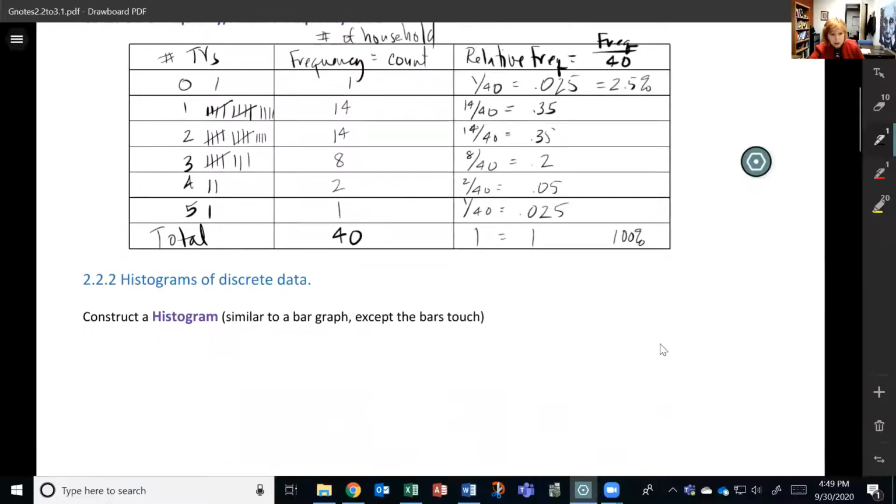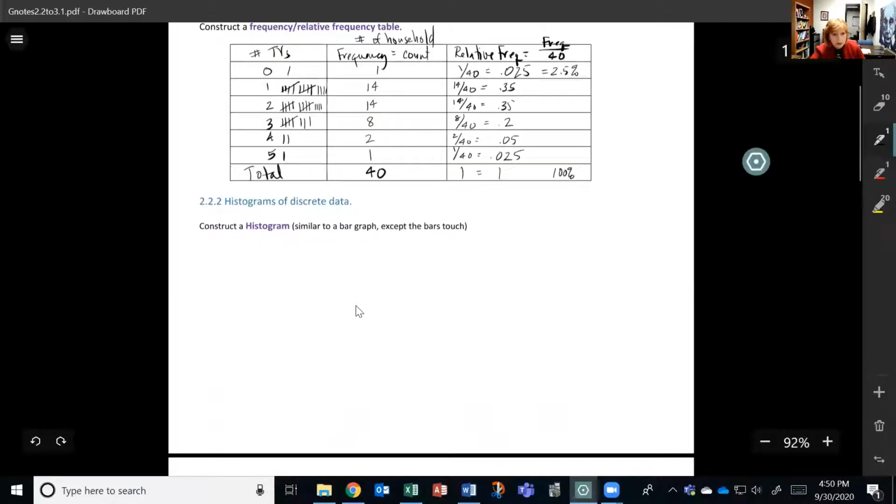All right, so now we're going to create what's called a histogram. And this is just like a bar graph, except the bars touch. Now I'm going to make this a little smaller. I'm going to construct two of them, so I'm going to put one on the left. So here's one.